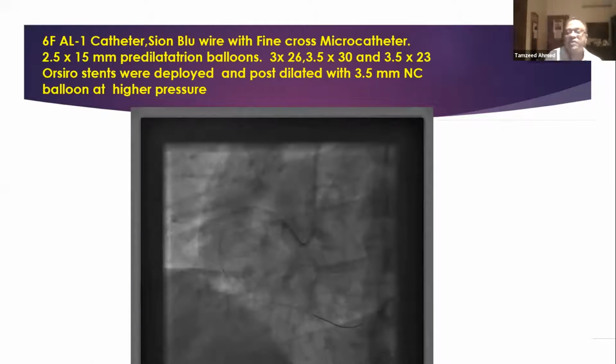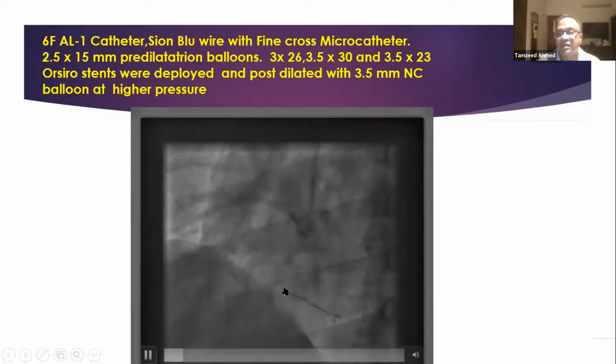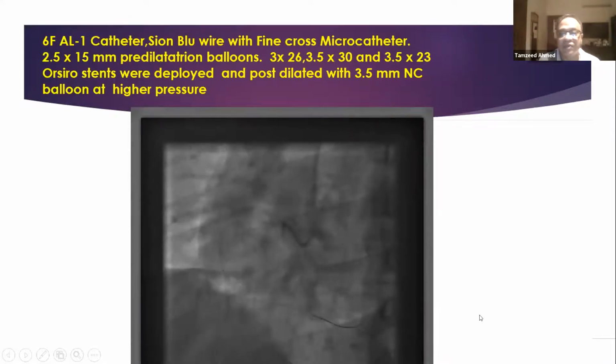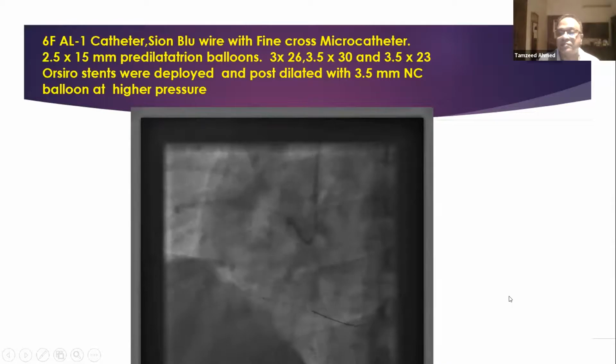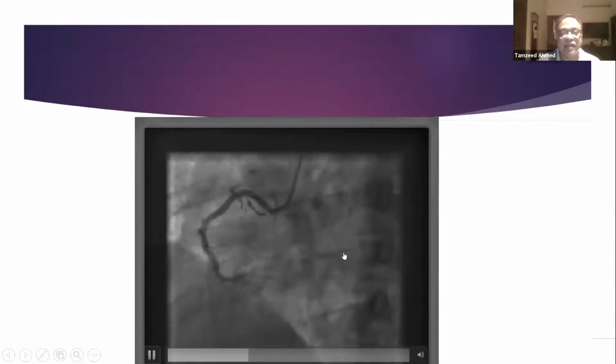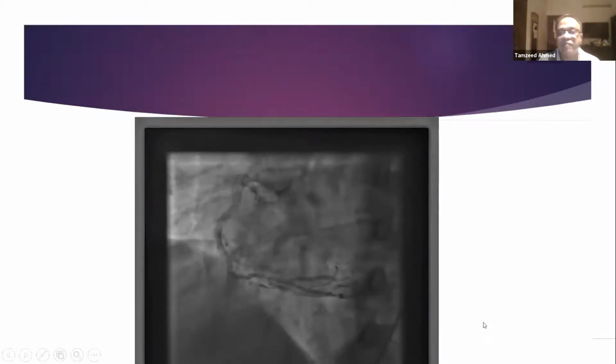Why did I choose Orsiro? Of course, in Bangladesh, we have to think about money. When I have to deploy three stents in one patient, it's a question of cost. Compared to American drug eluting stents, the price is less than half. And also it is a very deliverable stent where we can cross distally. So these issues are also involved when you use a stent, financial issues. And also we obtained a good result with this stent, three Orsiro stents.